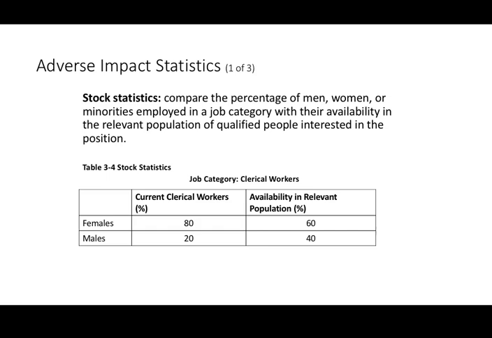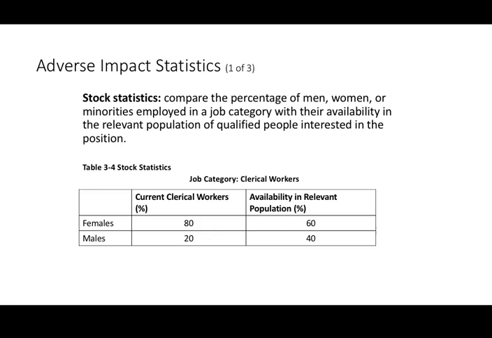So one way that we can make our prima facie case for adverse impact is through stock statistics. The stock statistics compare the percentage of women and men and minorities in a job category with their availability in the relevant population of qualified people who are interested in the position. Where do you get that information? Well, that usually comes out of the Bureau of Labor Statistics, which keeps track of who has applied, who is looking for a job, and in your area, what general skill set they have. Now, these are sort of broad categories, right? And they're making estimates based on skill set and jobs that people had previously.